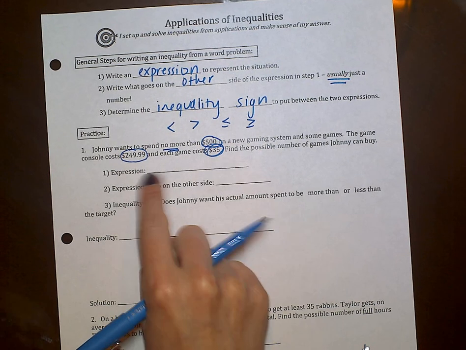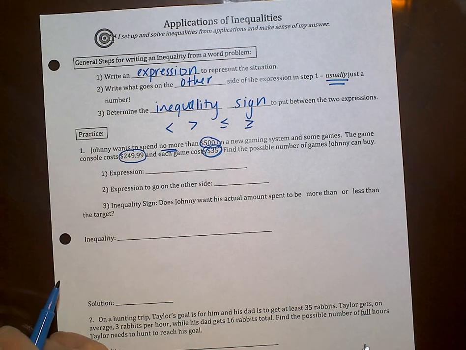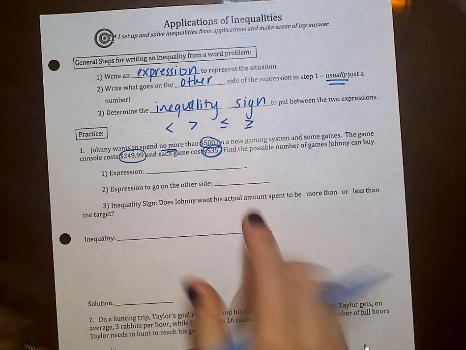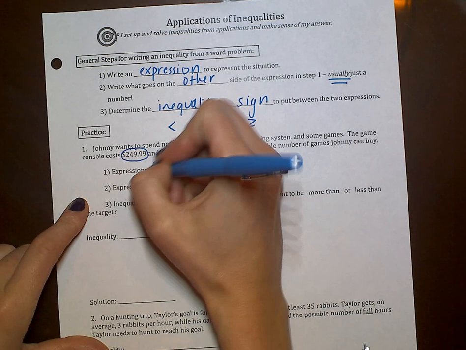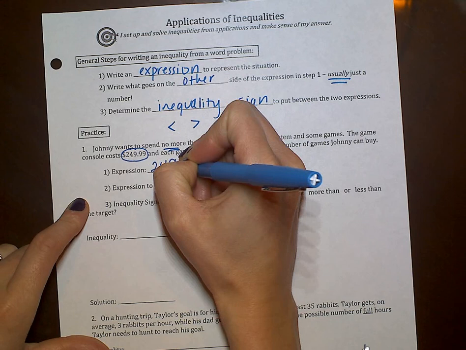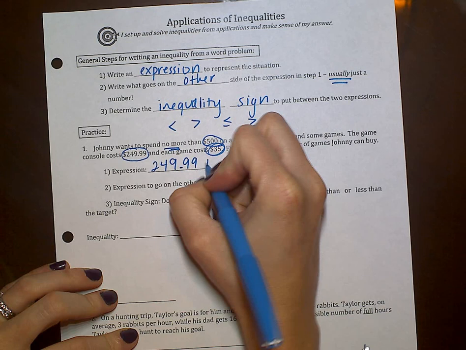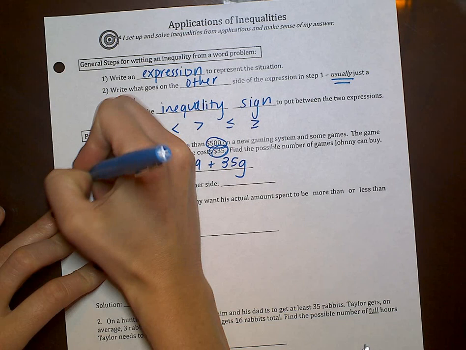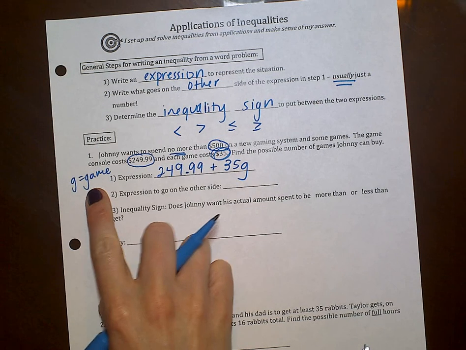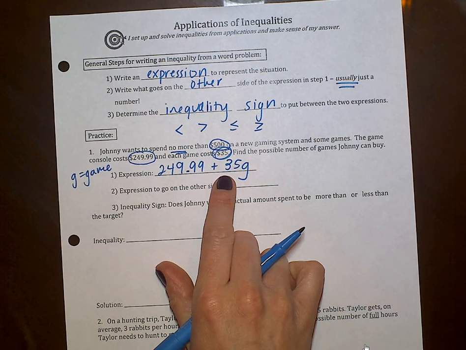So step 1, you want to write an expression to represent the situation. So basically I want to write how much all of this costs. That's going to be my expression here. So ignore the $500 here. I know that the console costs $249.99. He's going to add on to that $35 for every game. So I'm going to use G. If I define my variable, G represents the games. Okay, so that's my expression for his cost, how much he's going to spend here.